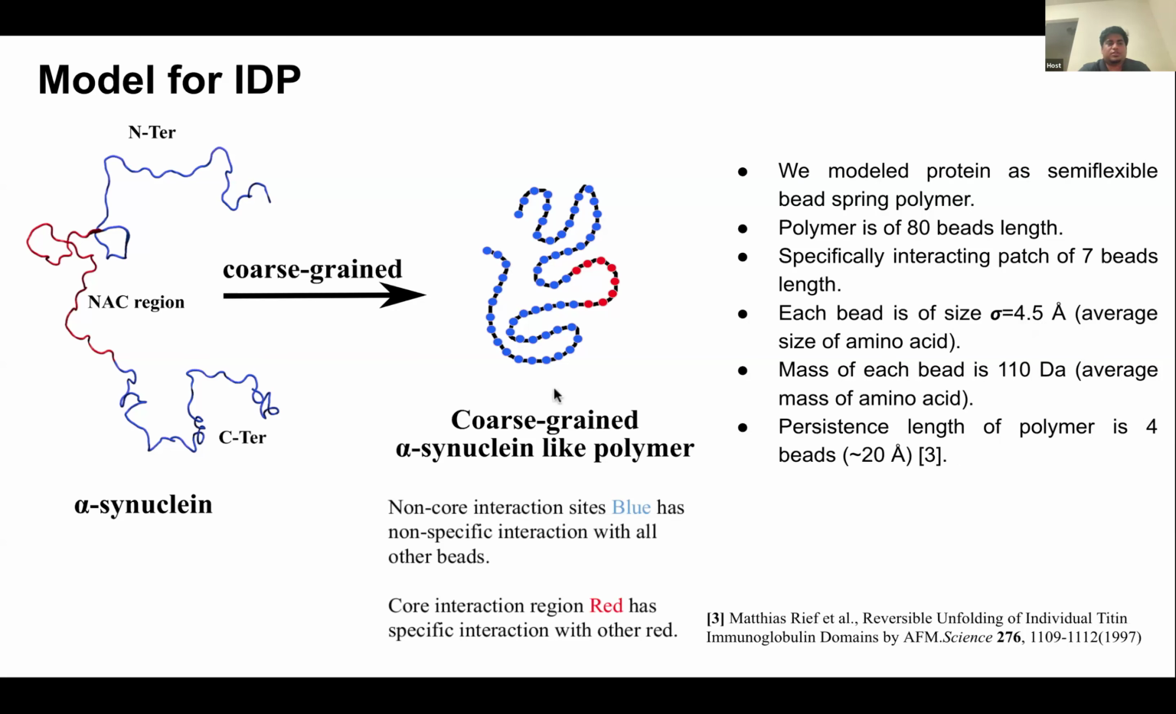So what is non-specific interaction and specific interaction, what I was talking about? Interactions which are very specific: if a NAC region interacts with another NAC region, it is called specific. Any other interaction between the domains is called non-specific interaction. So we want to know how these non-specific interactions guide phase separation or even affect the aggregation process. So that was our aim.